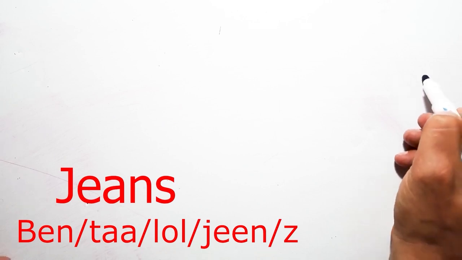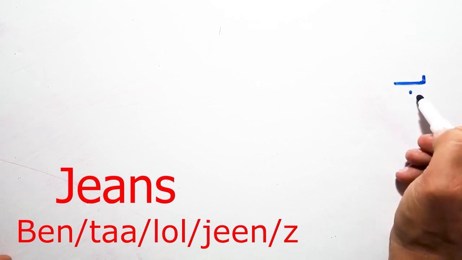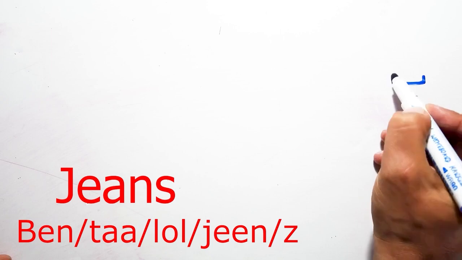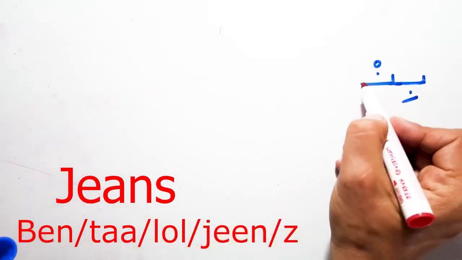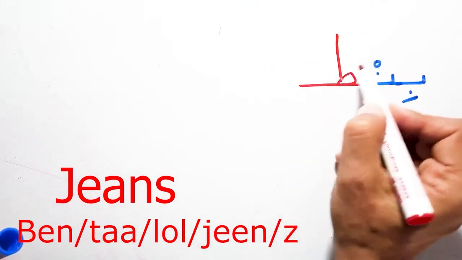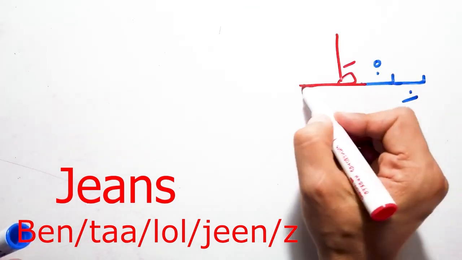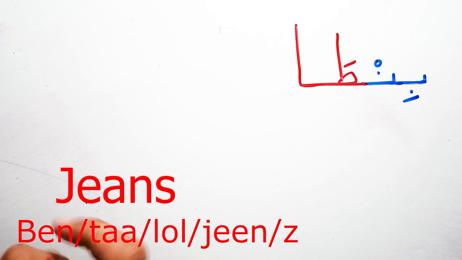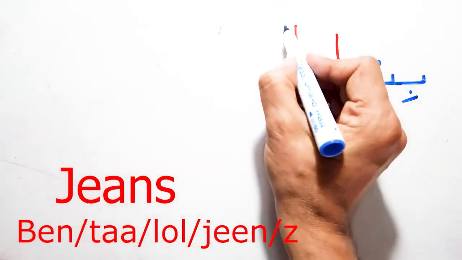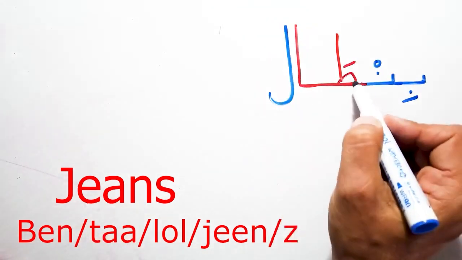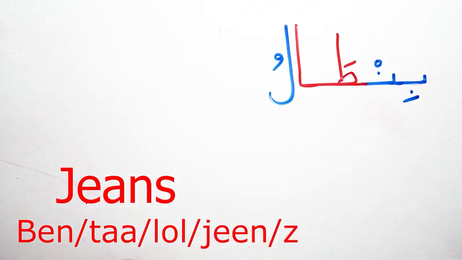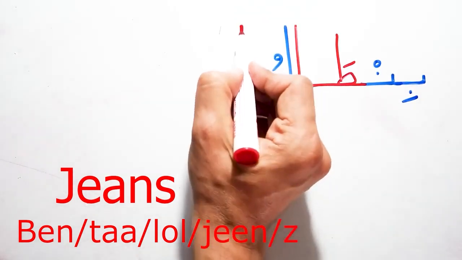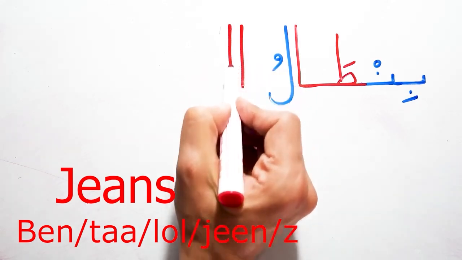Ba with kasra. The sound of N. The strong T with fatha. Long vowel. Then with damma.